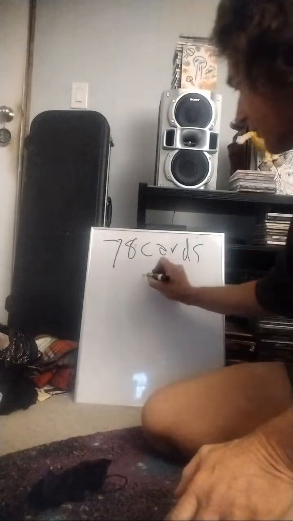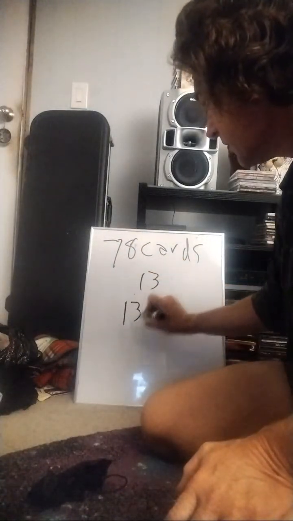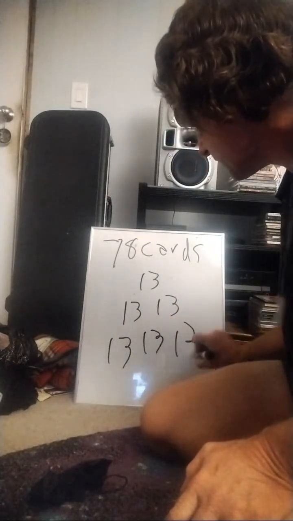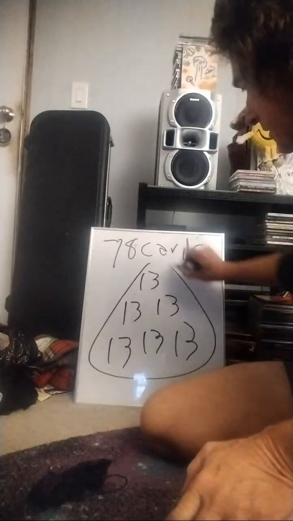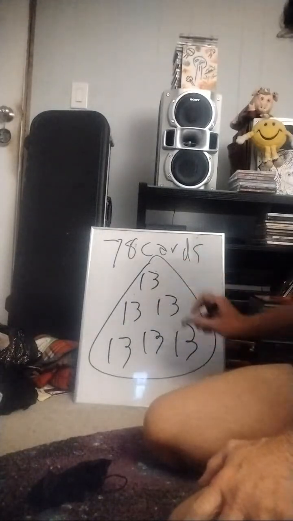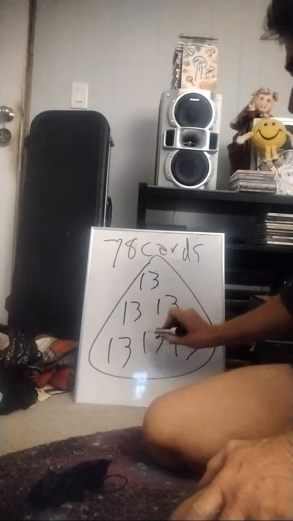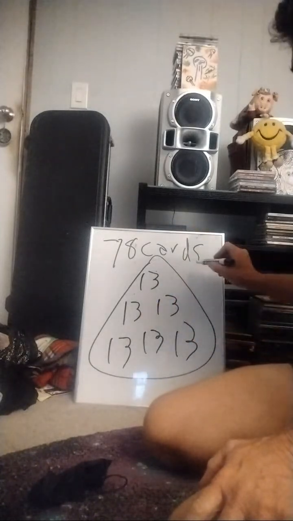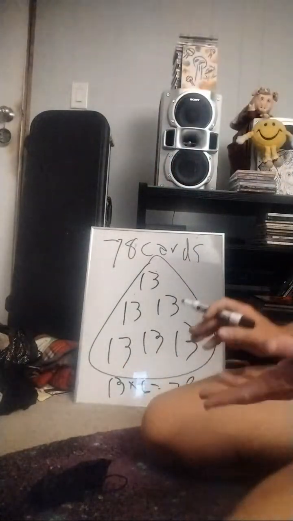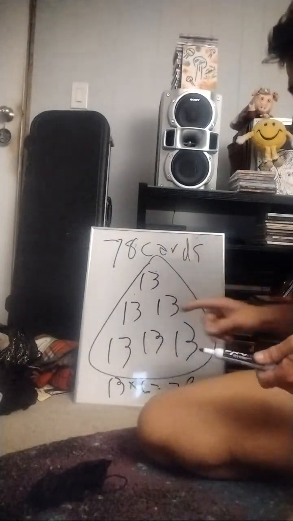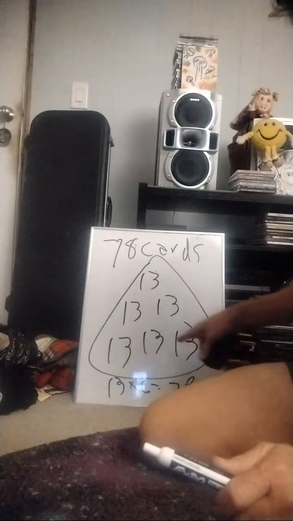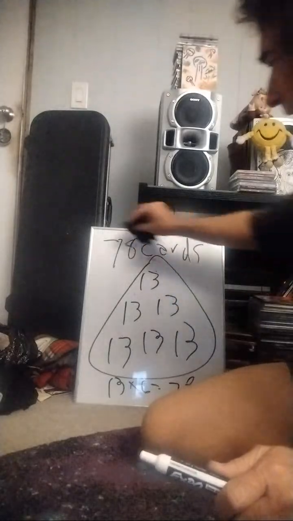So 78 cards is 13, 13, 13, 13, 13, 13. It's a triangle of 13s. So 1, 2, 3 rows of 13s make a triangle. And 13 plus 13 plus 13 plus 13 plus 13 plus 13 is 13 times 6, which is 78. So I think that's Wiseman's observation. Let me recap this: a triangle number of 13s, 13 times 6 is 78 cards in a tarot deck.